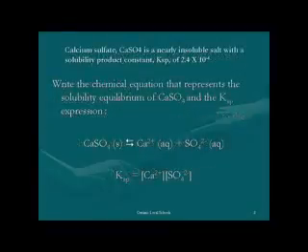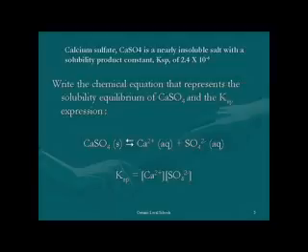Calcium sulfate, CaSO4, is a nearly insoluble salt with a solubility product constant, KSP, of 2.4 times 10 to the negative fourth. We want to write the chemical equation that represents the solubility equilibrium of calcium sulfate and the KSP expression, or the equilibrium constant expression. So the chemical equation that represents the solubility equilibrium would have CaSO4 solid, double arrow, representing that this is an equilibrium reaction, forming Ca2+ aqueous plus SO4 2- aqueous.